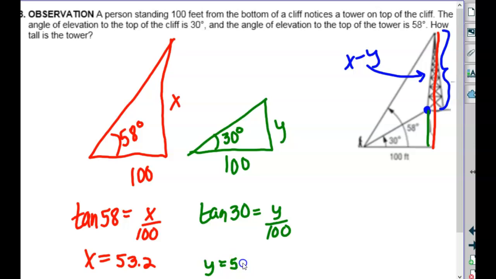Yep, I did something wrong. Oh, I typed this first one wrong. Okay. $160, should that be $160 for this first one, guys? And this one's 57.7. And the difference would be the tower.